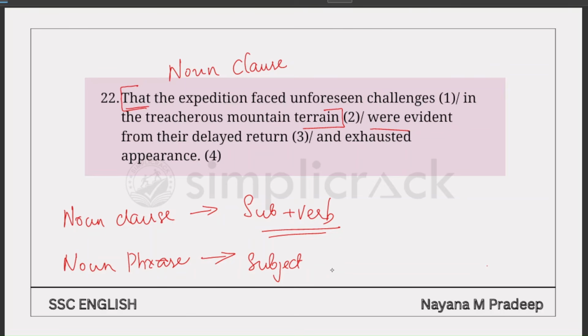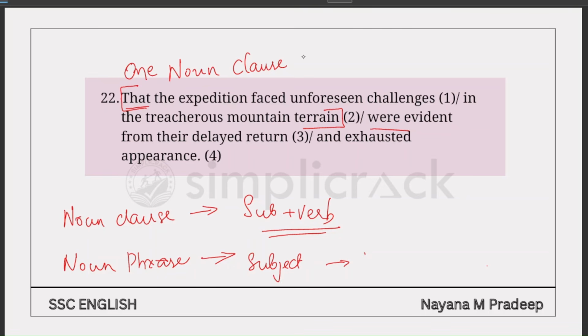For example, in this particular sentence, the treacherous mountain terrain is a subject. Why? Because it is a group of words that act as a subject. Whereas the entire set of words from that to terrain constitutes a noun clause. Why? Because here you have nouns, here you have a verb faced, etc. So that the expedition faced unforeseen challenges in the treacherous mountain terrain is a noun clause. And there is only one noun clause in this particular sentence.